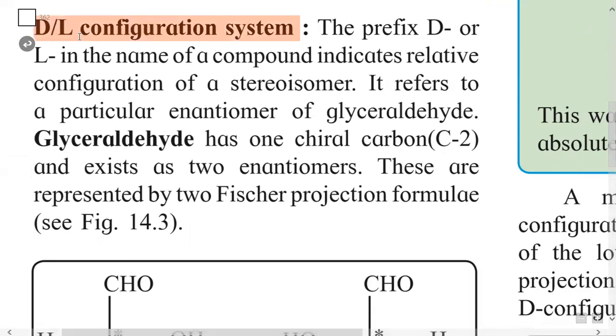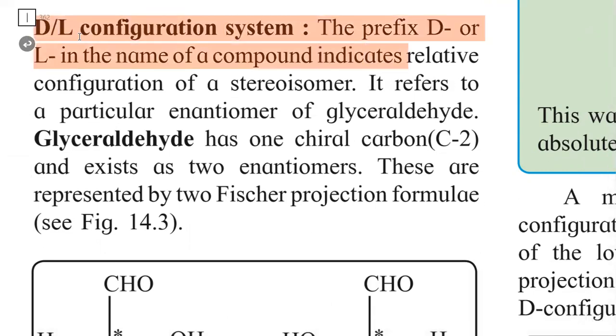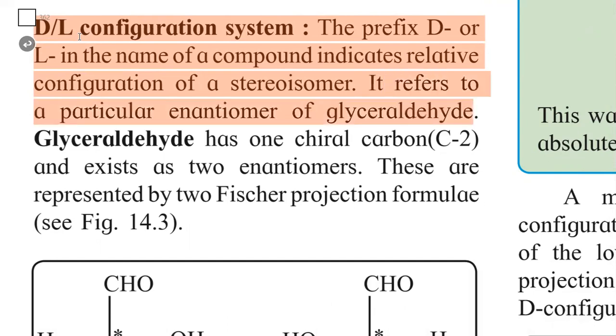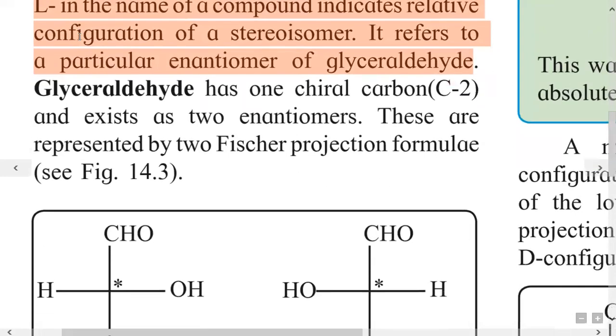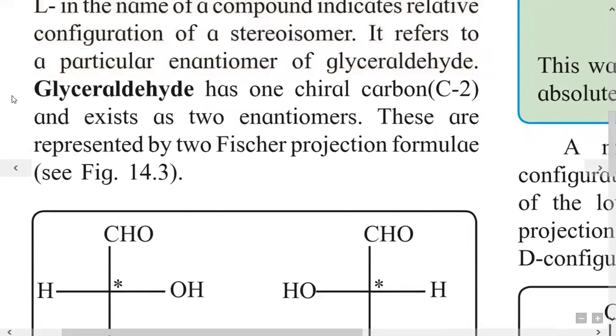So, the DL configuration system. The prefix D or L in the name of a compound indicates the relative configuration of stereoisomers. It refers to a particular enantiomer of glyceraldehyde. So we will take a simple example for understanding this concept of configuration. Glyceraldehyde is a very simple molecule, which we can write in the Fischer projection formula structure.